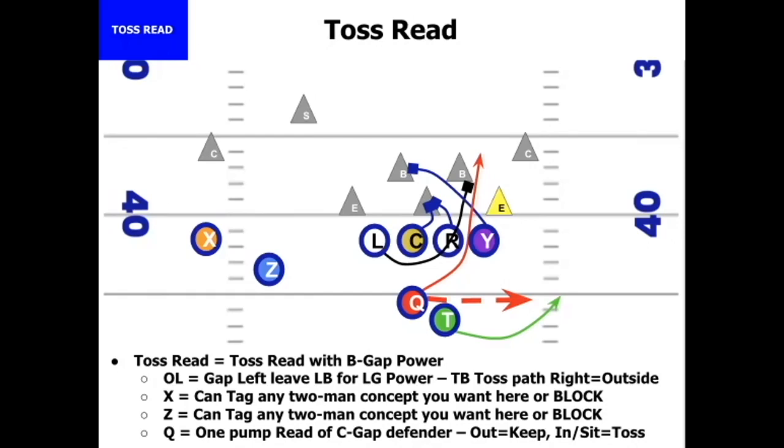You could turn it into a true pre-snap RPO with the toss read, pre-snap read in the grass and the leverage on the outside in a 2-on-1 scenario. But either way, like I said, that's just if you did not want to do the motion, here you go.